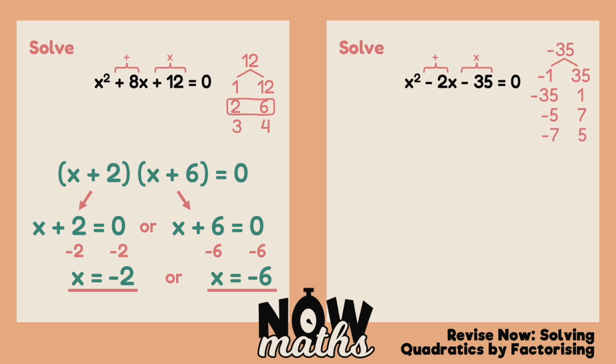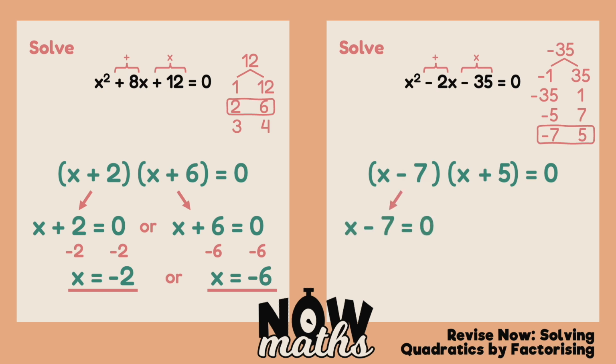Out of all of these, we need the pair that add to make negative 2. Out of all of these pairs, negative 7 and 5 add to make negative 2. This means that when we factorise into double brackets, we'll have negative 7 in one and positive 5 in the other. Since the two expressions in the brackets are being multiplied to give an answer of 0, one of the expressions in the brackets must be equal to 0. So either x subtract 7 equals 0 or x add 5 equals 0.